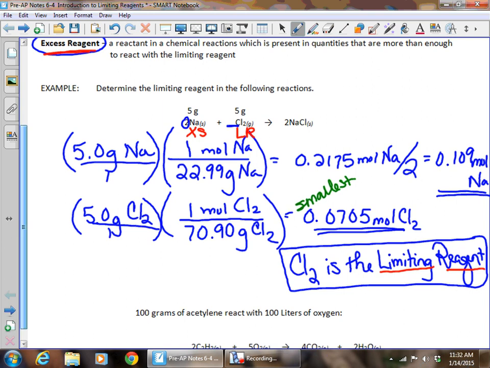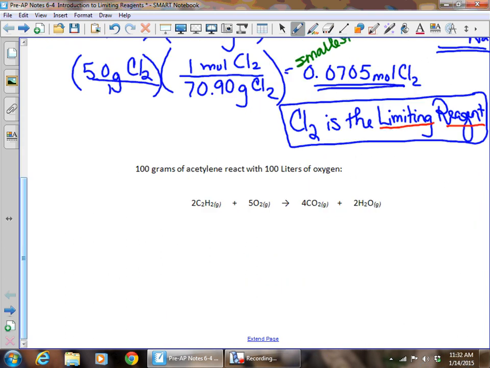Okay, let's look at one more example just to make sure we've got it. And it doesn't matter if we're dealing with grams, liters, whatever, we're going to get to moles for each substance involved. This one says we have 100 grams of acetylene, and we're reacting it with 100 liters of oxygen. And it wants to know which of these is the limiting reagent. So remember, the first thing we're going to do is to find the moles of each one of them. We've got 100 grams of C2H2.